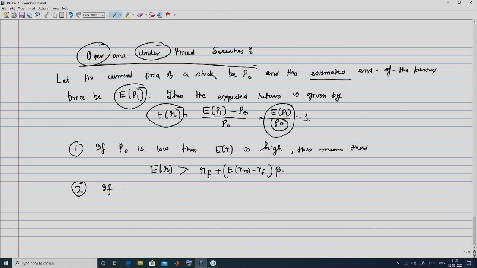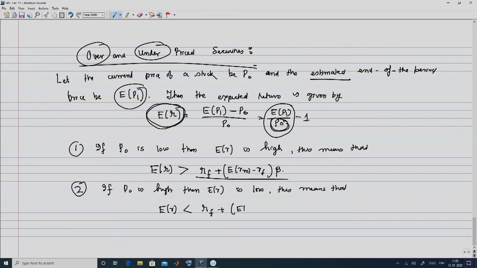Now, let us look at the other case, that if P0 is high, that means this is large. So, E of R is going to be small. So, E of R is low, and this means that E of R will be less than the expected return as given by, again, this expression given by CAPM.